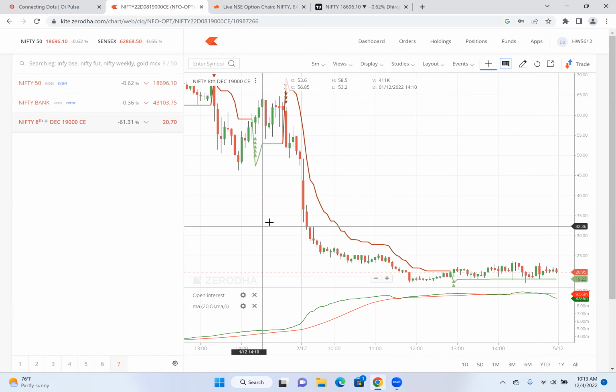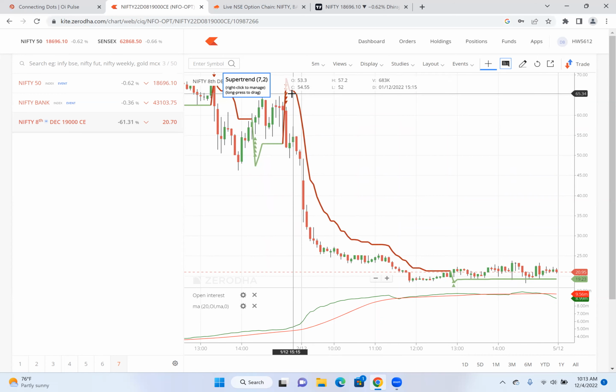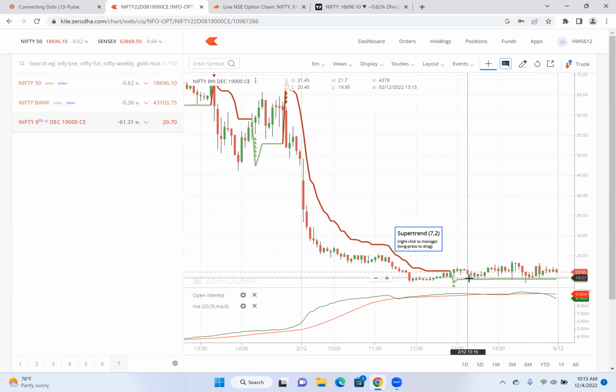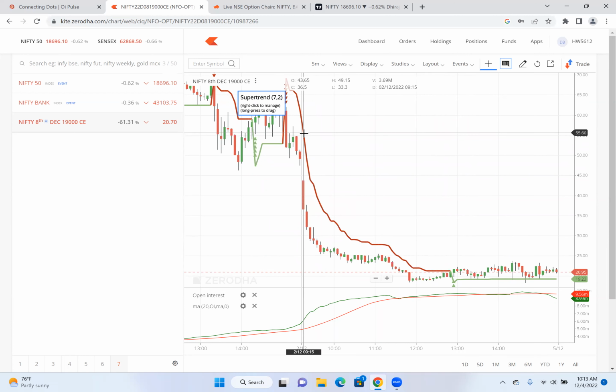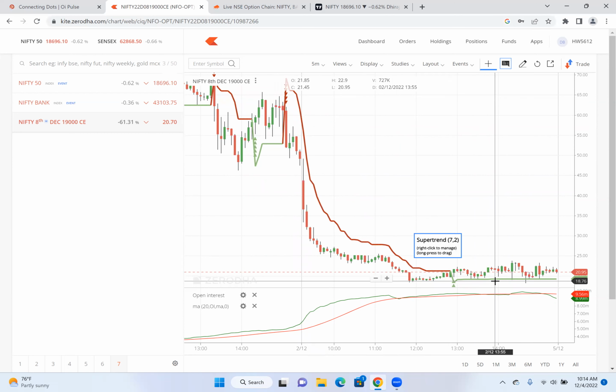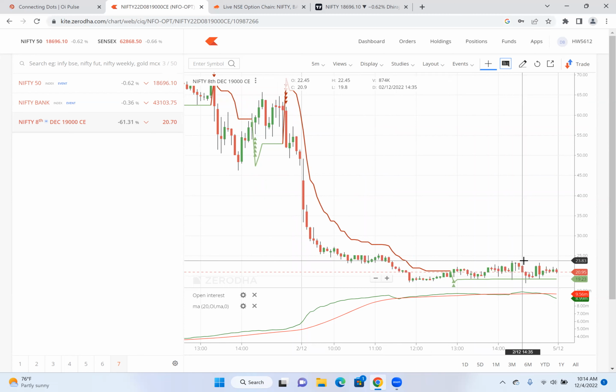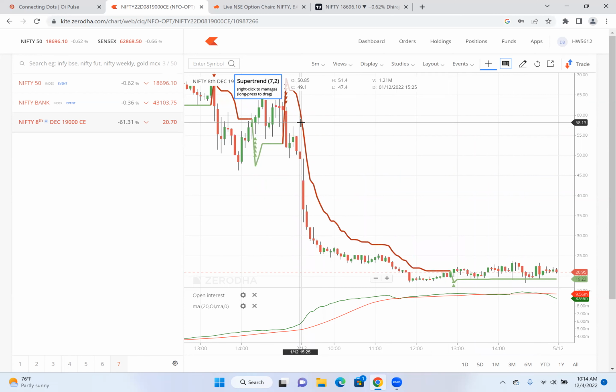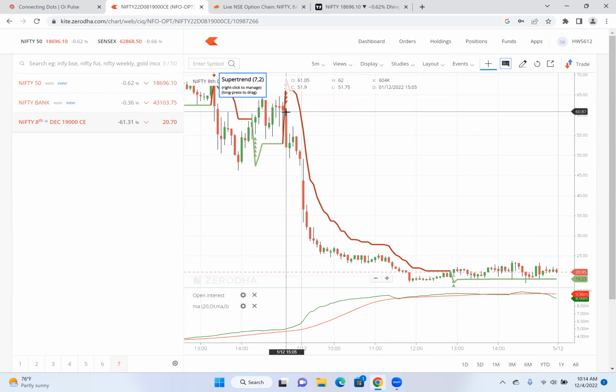So the condition has to be that the super trend, as you can see, has a red line and then a green line. When the super trend is a red line, the candles are below the super trend. When the super trend is a green line, the candles are above the super trend. So when it is red, it indicates that the price is falling, which is bearish.